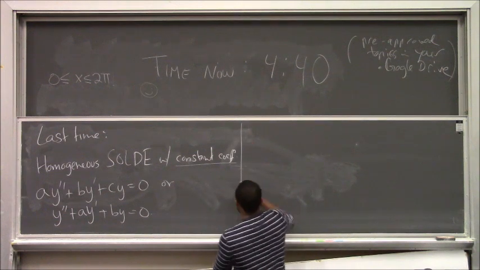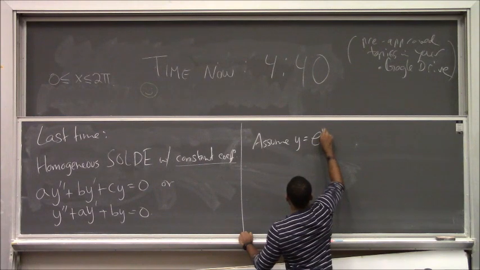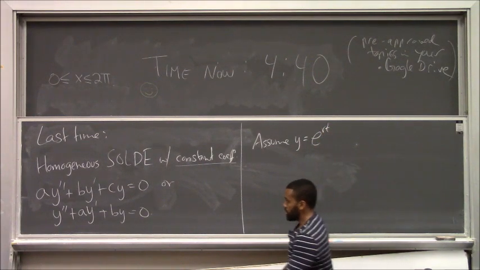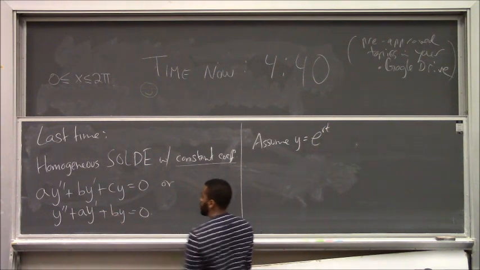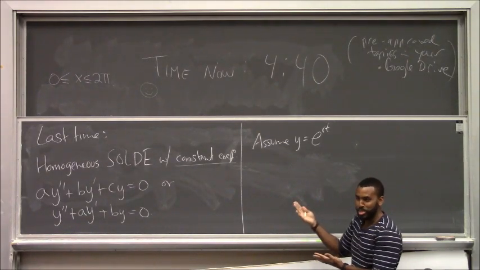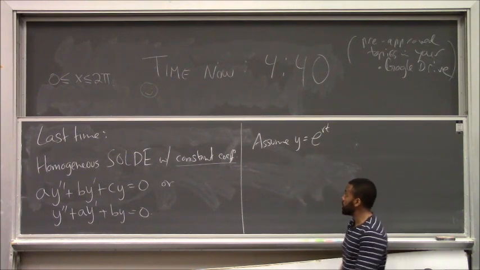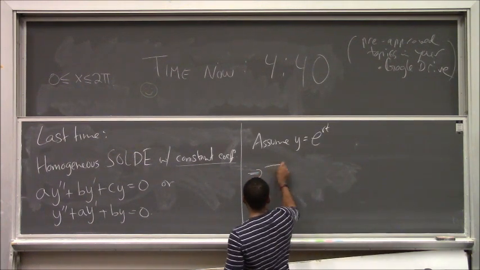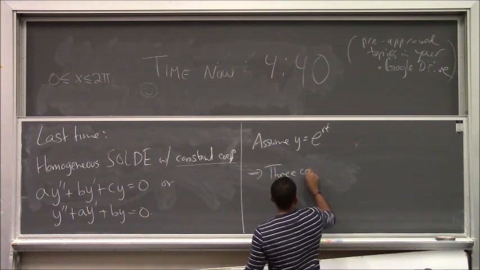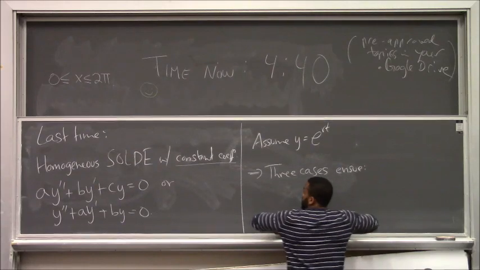What did we assume the solution to be? Y equals e to the RT, because we want something that is very similar to its own derivative. So that was the general form. I'm actually going through the first few quiz problems. So that was the general form you should have written down. This is the assumed solution, and then 3 cases ensue.